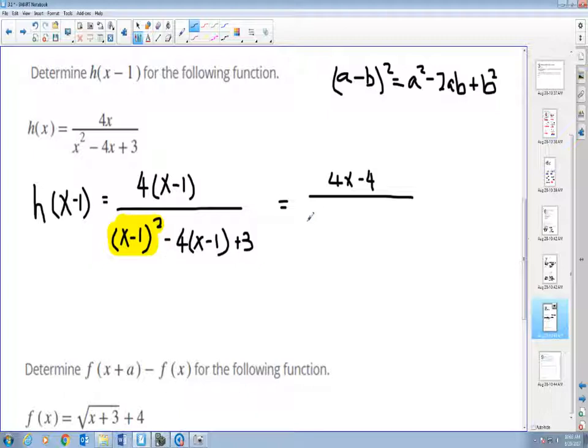So it'll be a lot easier if we can just write out the answer straight up. So this is going to be x squared minus 2ab, take the number 2 times your a times your b. That will be minus 2x plus your b, 1, squared, which is 1. Second term, do a distribution. That will give me negative 4x and positive 4. And my third term is still a positive 3.